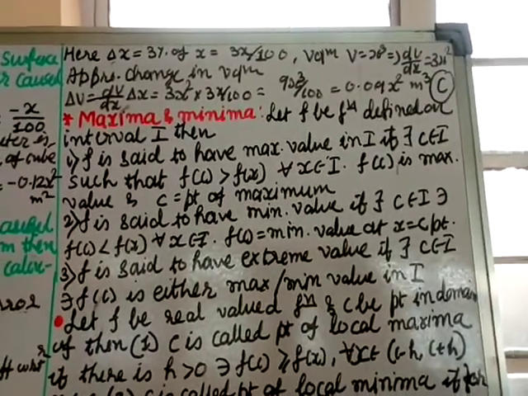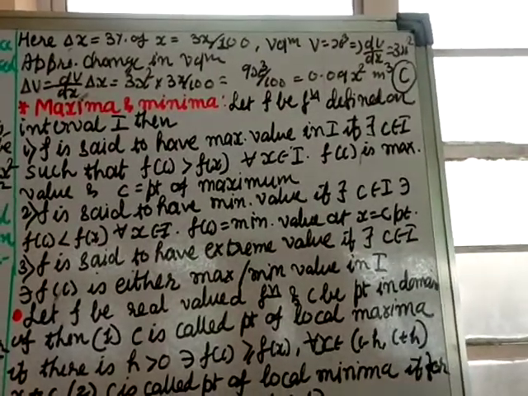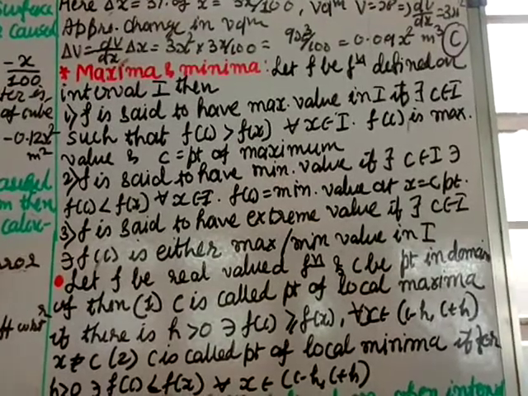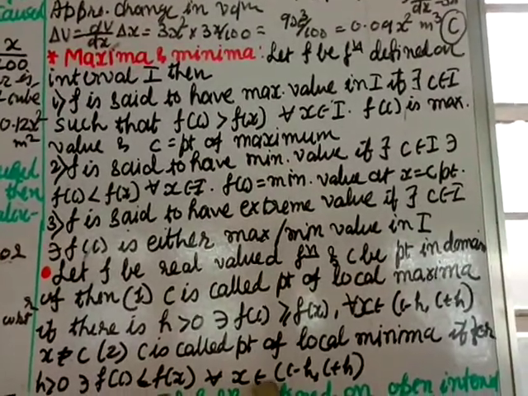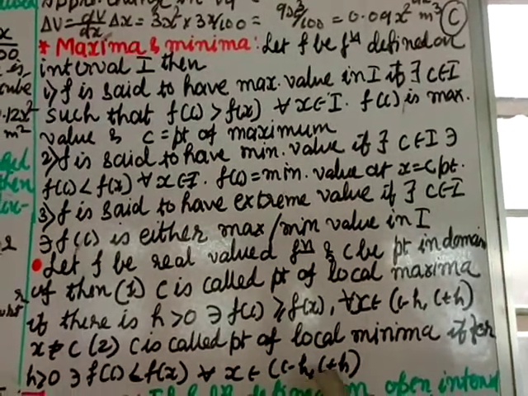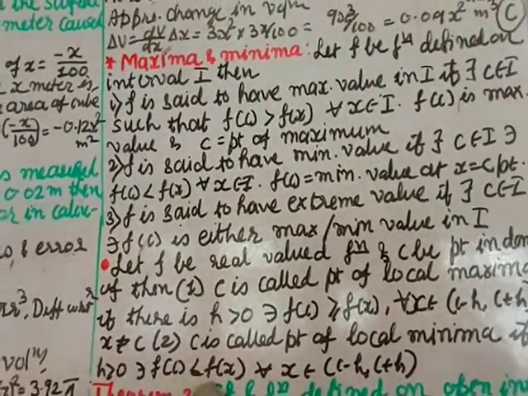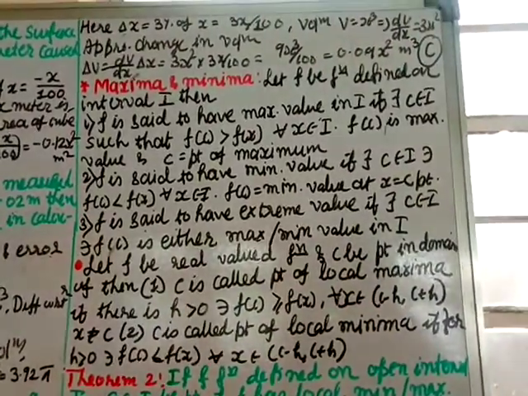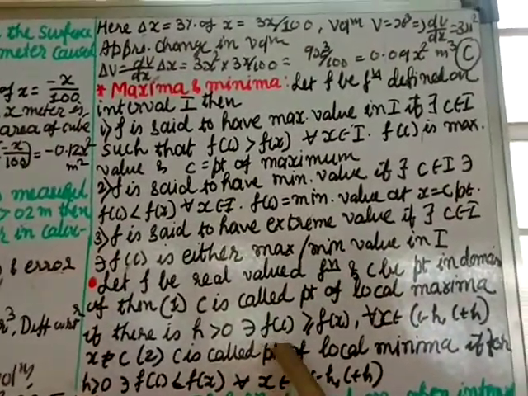And the opposite, c is called a point of local minima if for h greater than 0, f(c) is less than or equal to f(x) for all x belonging to (c minus h, c plus h). So in the small interval (c minus h, c plus h), f(c) is less than all the values. Then we consider that it has a local minima. And local maxima means f(c) is greater than or equal to f(x).